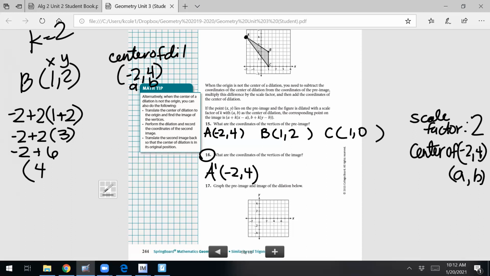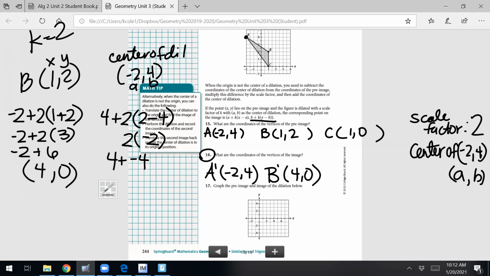Now you would do this part of the formula to get the Y. B is 4, plus K is 2. Open parentheses, Y is 2, minus B, which is 4. That's going to be -2 times 2, which is -4. 4 plus -4 is 0. So that gives you B prime, which is 4, 0. So you're literally just plugging into a formula, which is great if you can remember the formula. Now let me show you how to do it with a table.